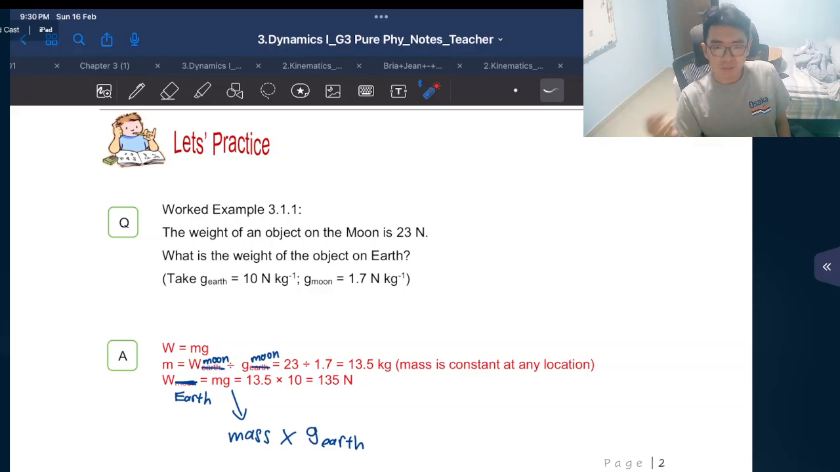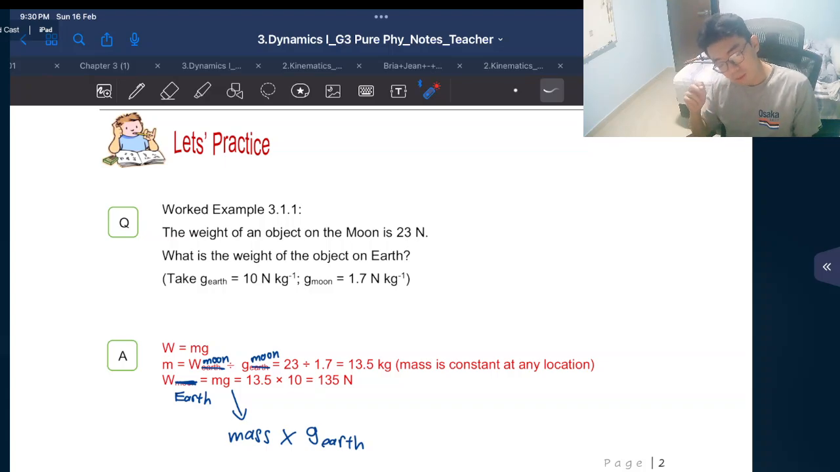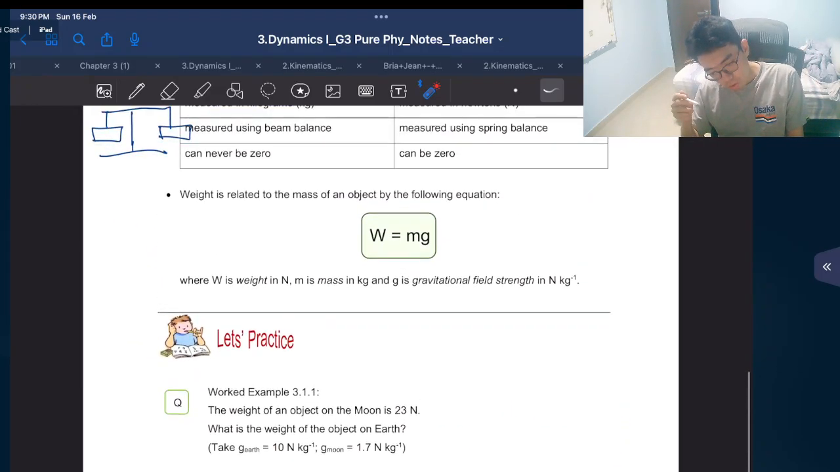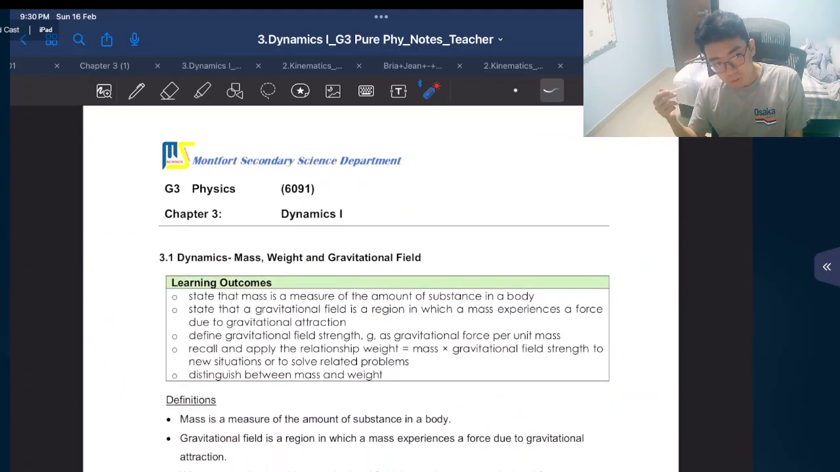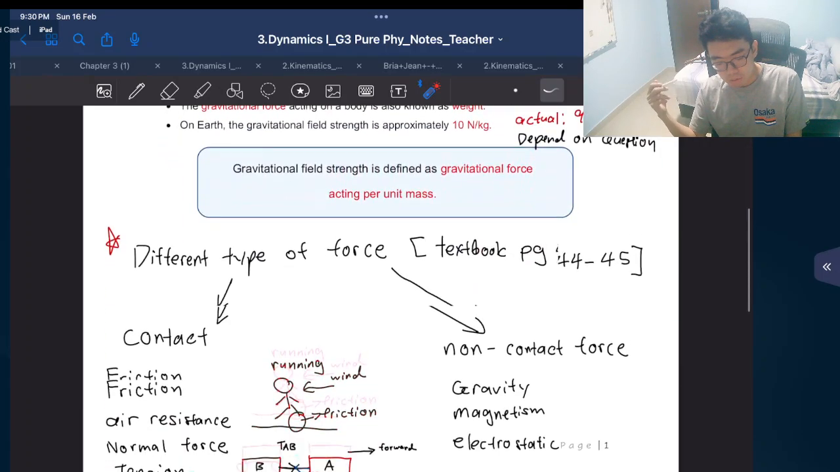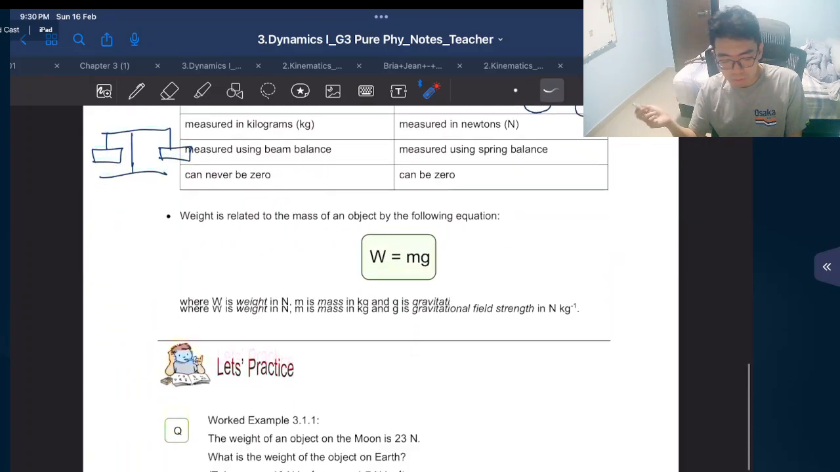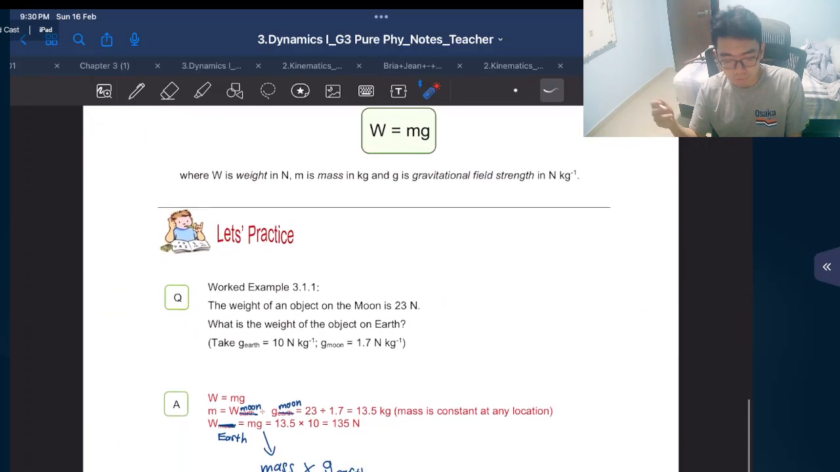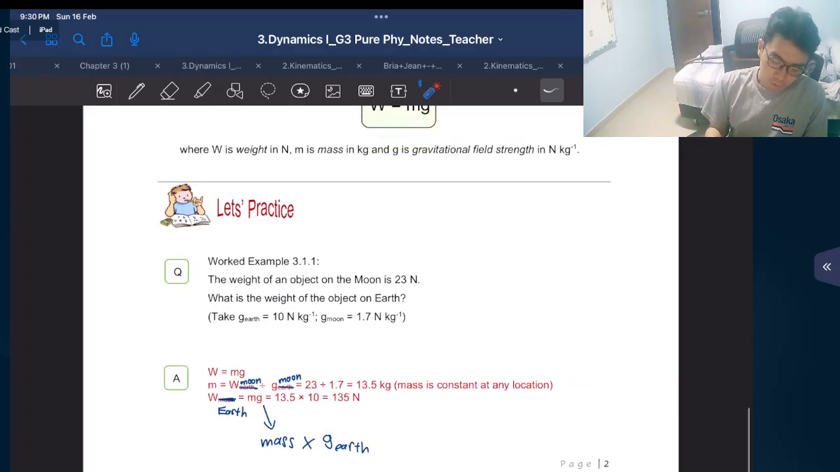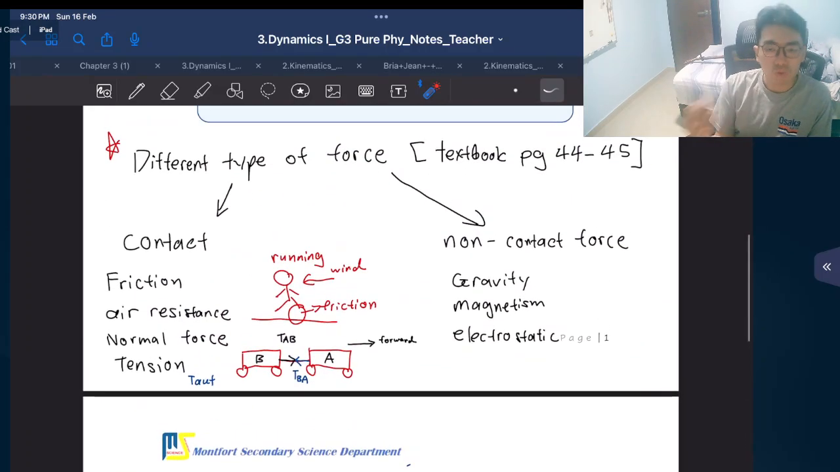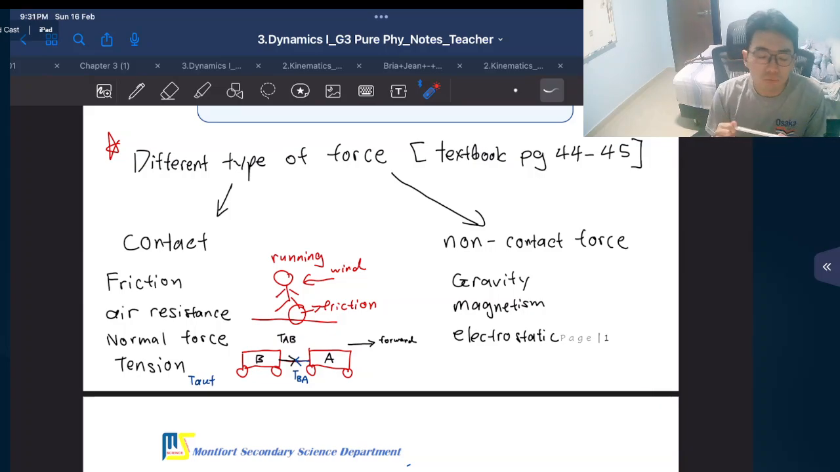So this is more or less it for this chapter. But how you understand this chapter will influence how you understand chapter 4 also. So don't just anyhow do the worksheet. Because at the end of the day, this relates to forces, and forces are a very, very fundamental part of physics.